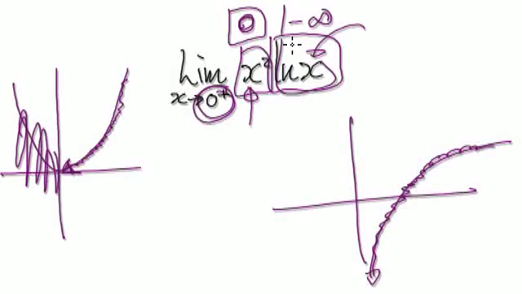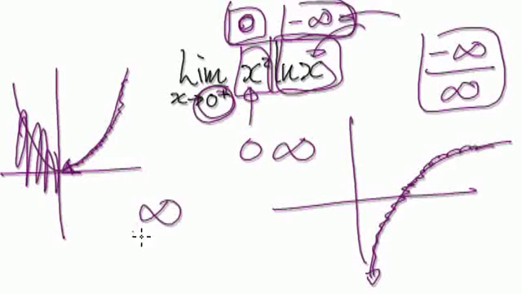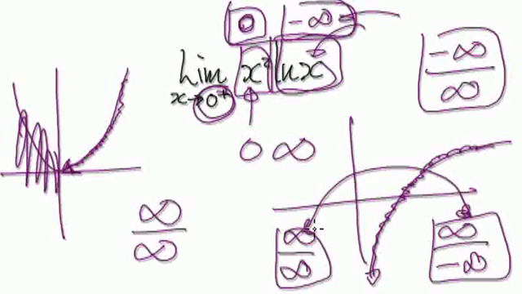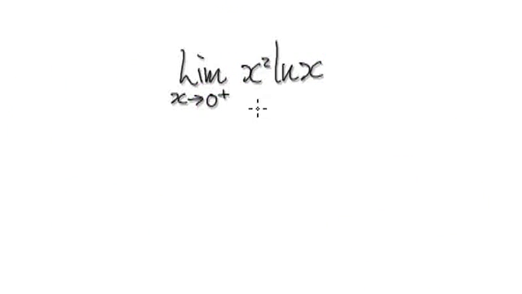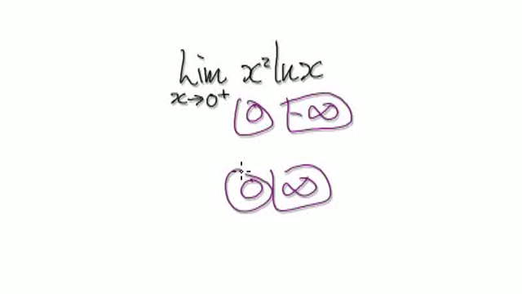So here you've got 0 times negative infinity. I know it's a negative, but when it comes to L'Hopital's rule, if you have negative infinity over infinity, you can consider this as infinity over infinity. Or if you have infinity over negative infinity, you can consider this as infinity over infinity as well. These are pretty much the same when it comes to L'Hopital's rule. So we've got 0 times negative infinity, but we can consider this as 0 times infinity.